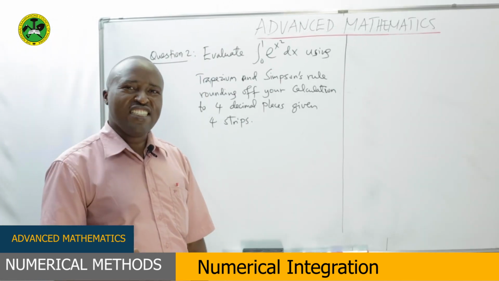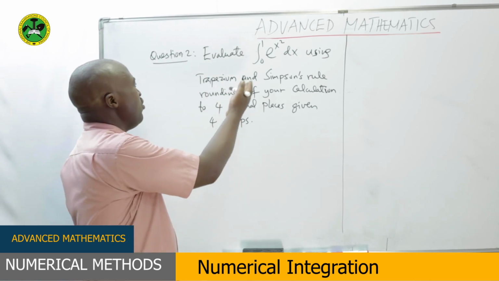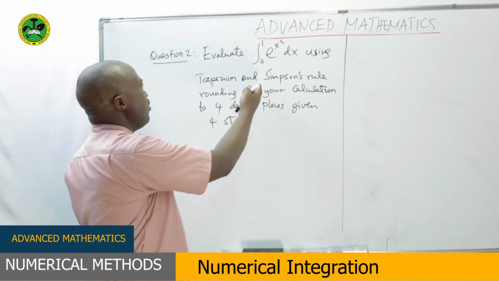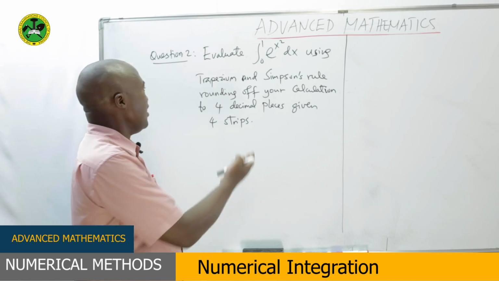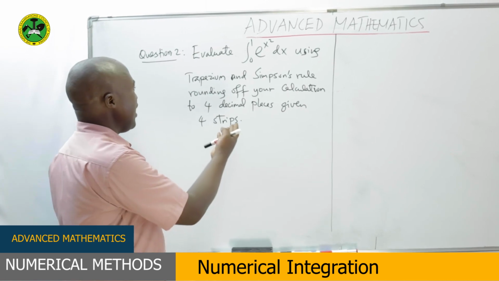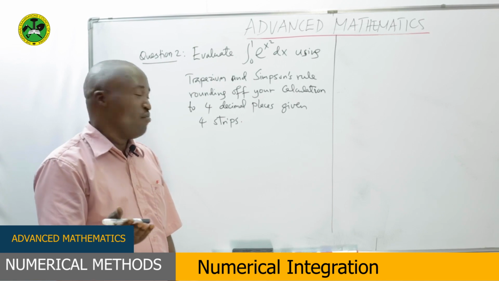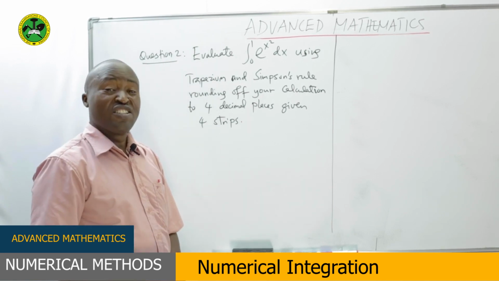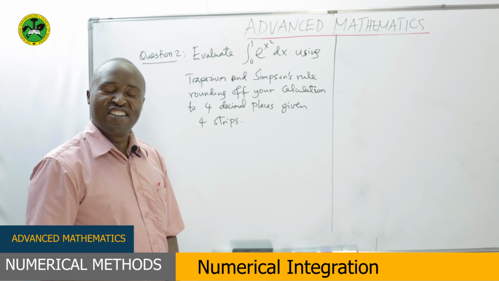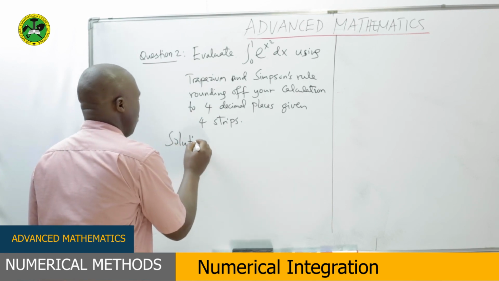Dear student, we proceed with the second review question. Again, we have to evaluate the integral of e power x squared from 0 up to 1 using trapezium and the Simpson's rule. And we are supposed to round our calculation to 4 decimal places. And this time we have 4 strips. So remember, student, we are following the same procedure as we did for the first review question. So, the solution for this review question.